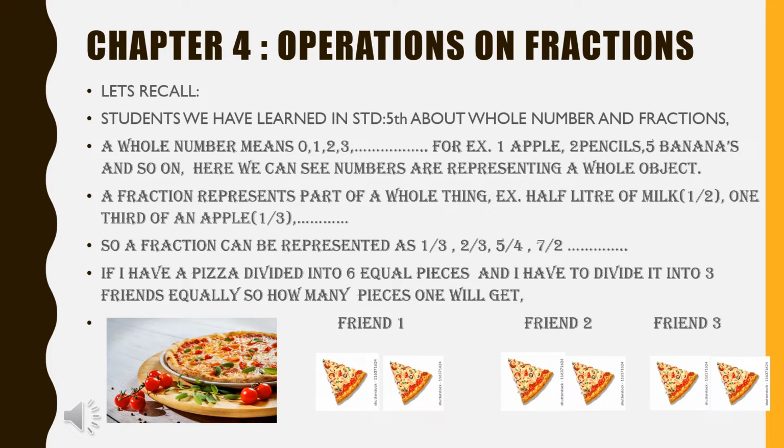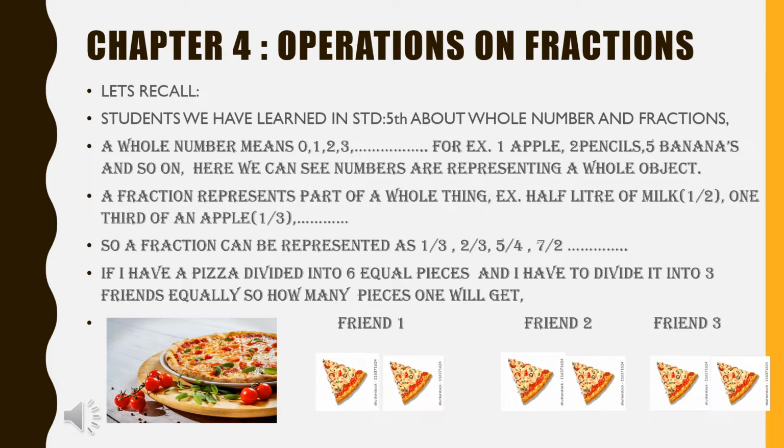A whole number means 0, 1, 2, 3 and so on. So how to use these numbers in our day-to-day life? Like if I have to say one apple, two pencils, five bananas, and so on. I can have many examples based on that. So here we can see numbers are representing a whole object, like a whole apple. I can say one apple, two apples. So the apple is not divided; it is as a whole. Like five bananas.